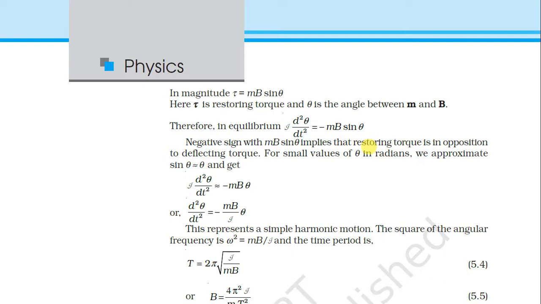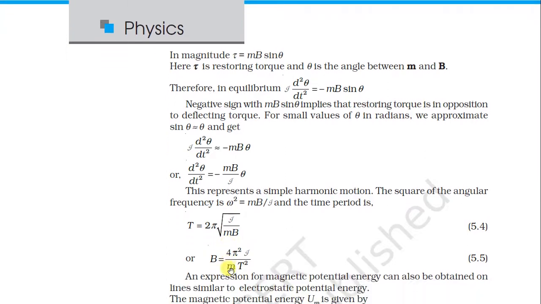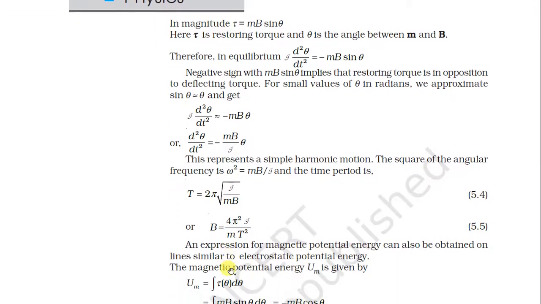So the representation is simple harmonic motion. The square of the angular frequency is ω² = MB/I, and the time period is T = 2π √(I/MB), so B = 4π² I / (M T²).